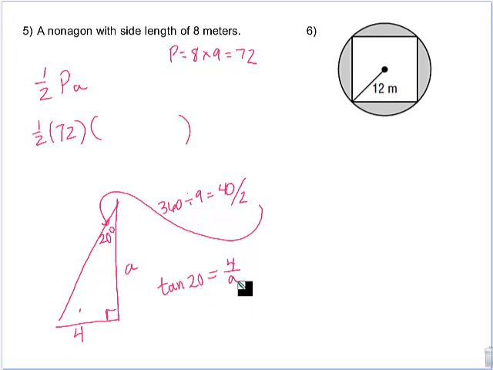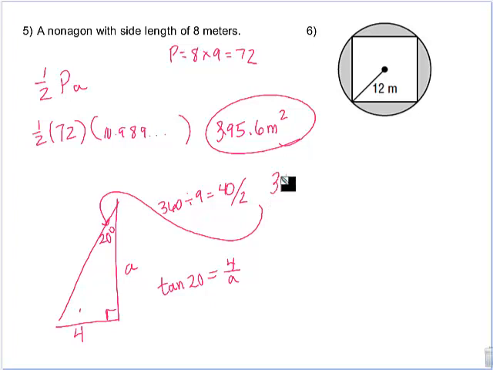A number that you plug back in. Yep, 10.989 and so on. Take that exact number and multiply it by 1/2 and your 72. What do we end up getting? 395.6 meters squared. That 3 kind of looks odd.